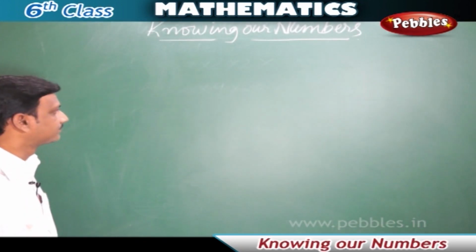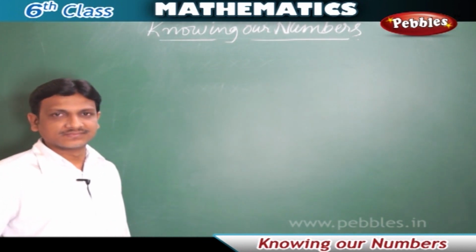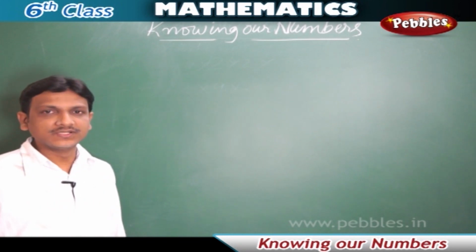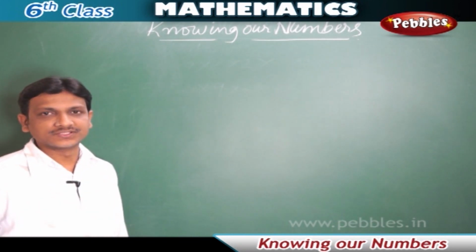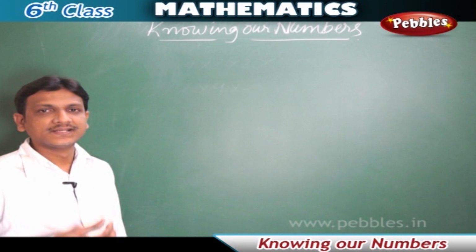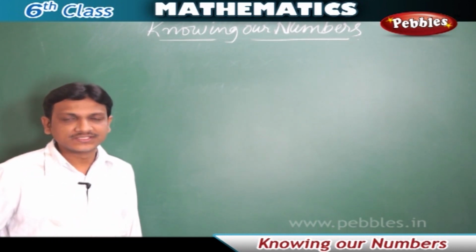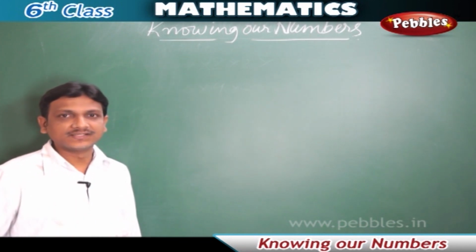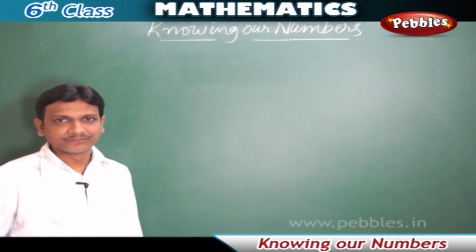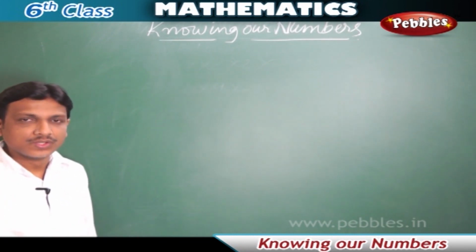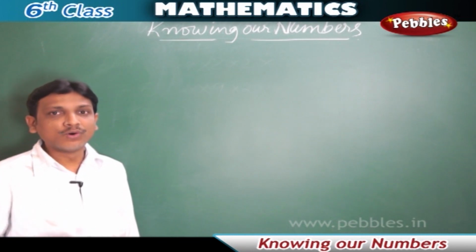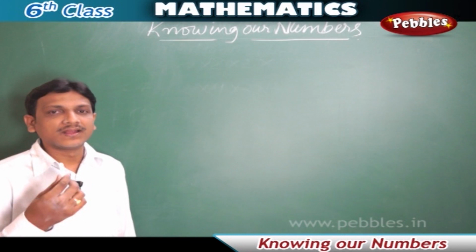Knowing our numbers. In your earlier classes, you have learned up to thousands, and you have also learned different operations with numbers like addition, subtraction. We also learned how to compare numbers and how to arrange them in ascending order and in descending order and so on. Now in this chapter, we are going to learn about the numbers that have more than 5 digits in them. So we are going to learn about large numbers.